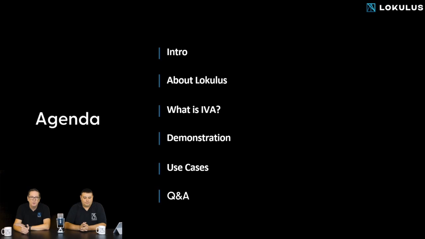So in terms of what we're going to cover today, we obviously have done an intro, which is good. Appreciate we've got different audiences on, some that will very well be existing customers that know the value that Lokulus can provide, others that may be new to Lokulus and certainly new to IVA. We're going to then take you through what IVA is, the value it can provide. We're going to provide a couple of demonstrations, example use cases in terms of how widely it can be used to essentially drive consumer engagement. And then we will open up for Q&A.